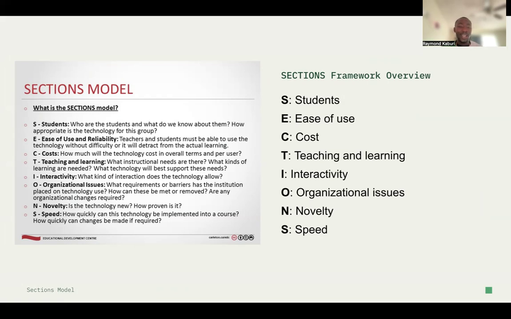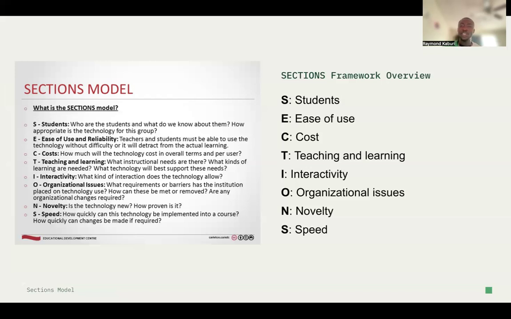Then the teaching and learning part: what instructional needs are there? What kind of student need do we want to solve or achieve, and is the technology the best for that particular need? Interactivity: what kinds of interactions does the technology allow? Organization: are there organizational requirements? Are there things that we need to remove, or amend? What are the things that we need to do as an organization?